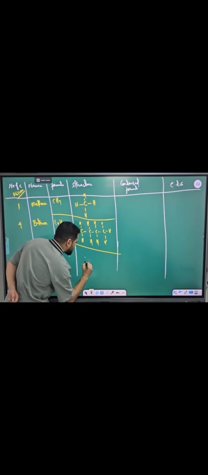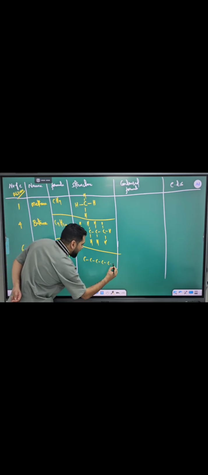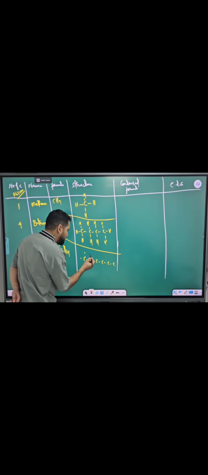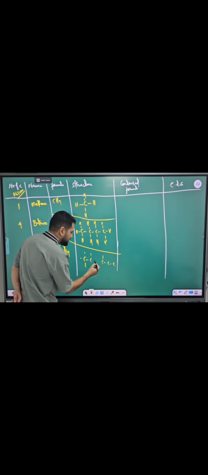In the same way, guys, you can do C6H14. So how many carbons? 6. 1, 2, 3, 4, 5, 6. How many hydrogens? 1, 2, 3, 4, 5, 6, 7.